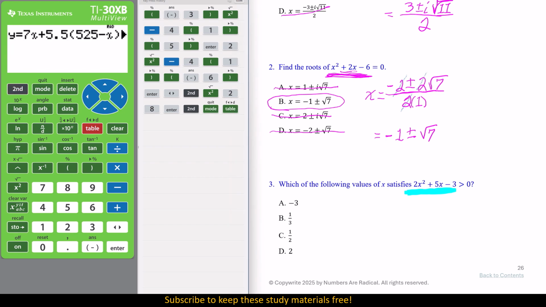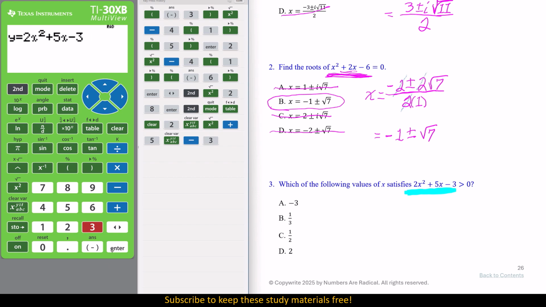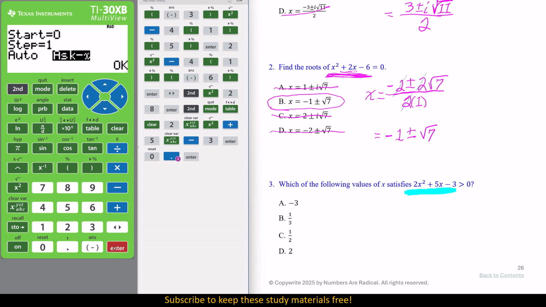Push your table, clear all that out. 2x squared, plus 5x, minus 3. Push enter. I'm going to start at 0. Steps 1. But notice how we have Ask highlighted. In this situation, that's the fastest way to get there. Absolutely the best. So push enter to OK.